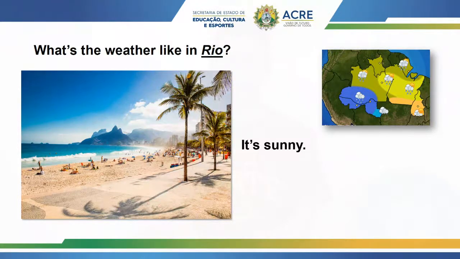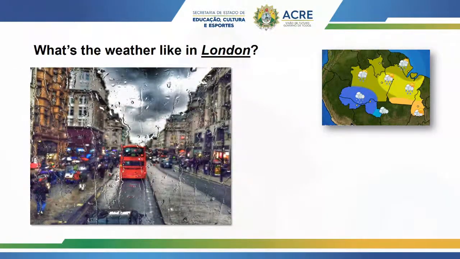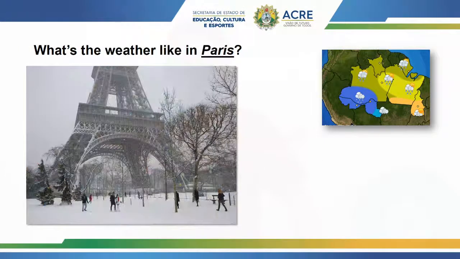Of course, you have many options. You can say it's hot or it's windy. You have many possible answers for a question like that. Next, there is a picture from London. What's the weather like in London according to this picture? The weather is rainy. Repeat, it's rainy. And the last picture, from Paris, the Eiffel Tower. What's the weather like in Paris? Can you answer? According to the slide, it's cold. But you can also say it's snowy.